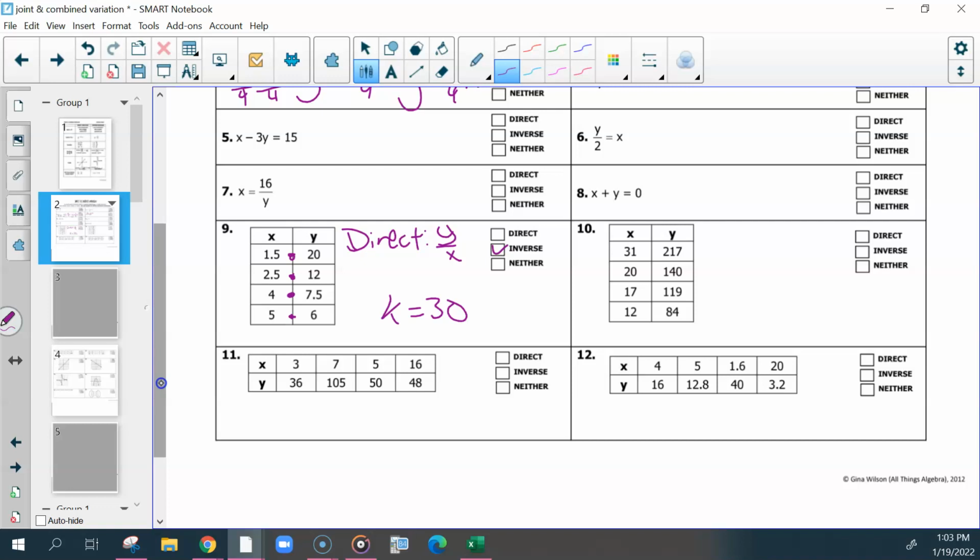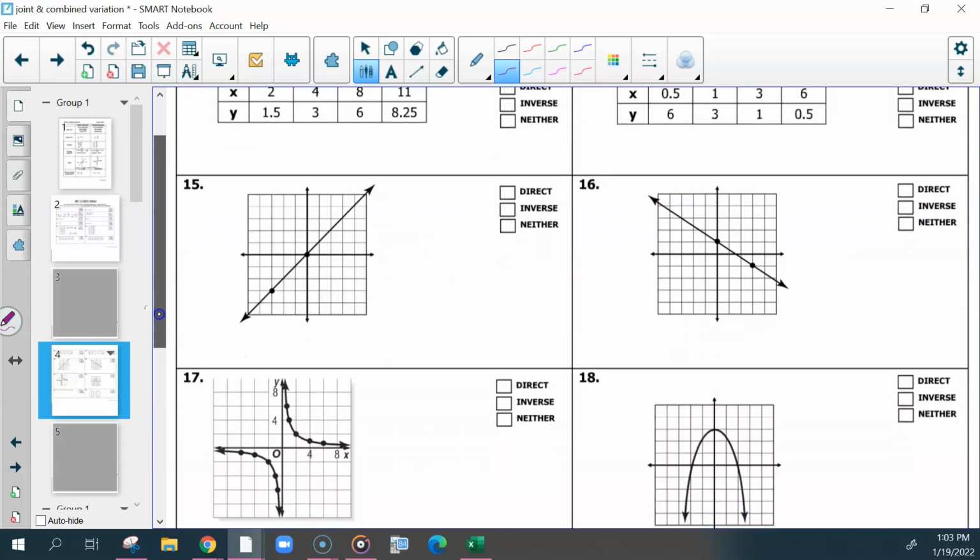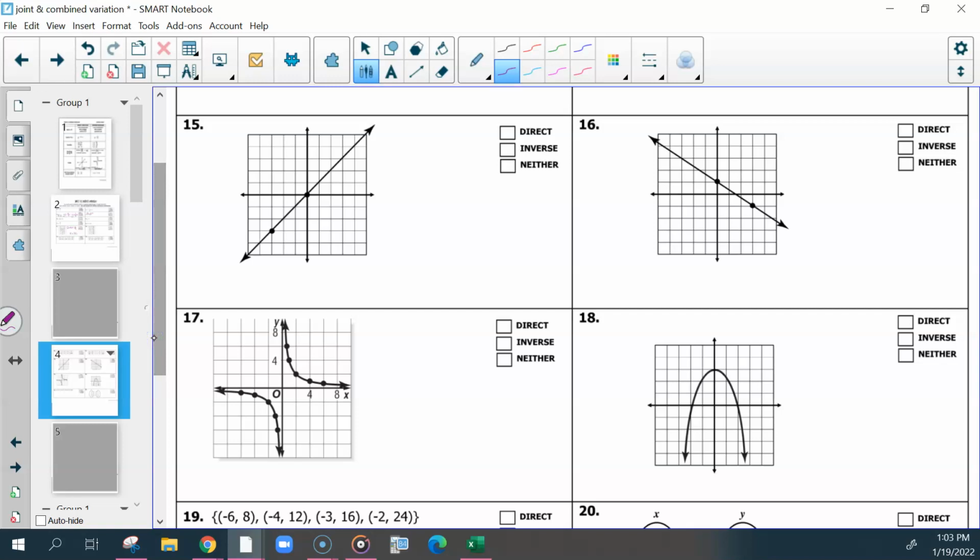Alright, flipping to the back. We're going to do the graphs.